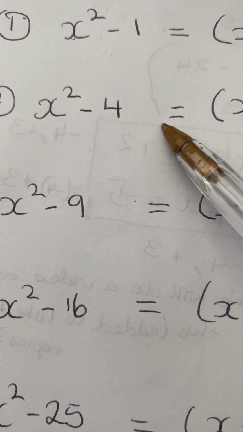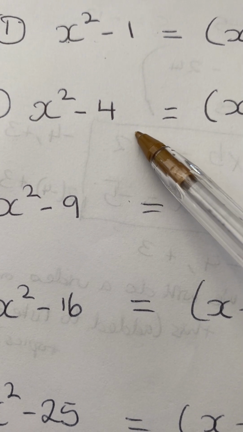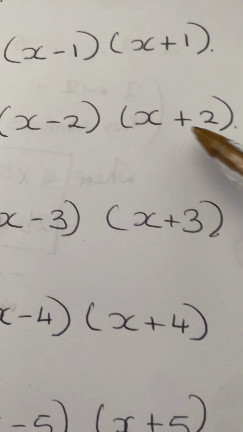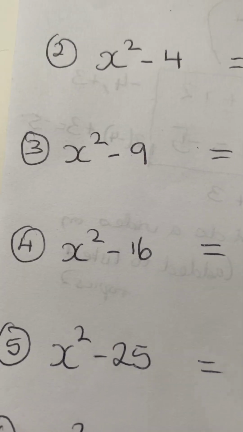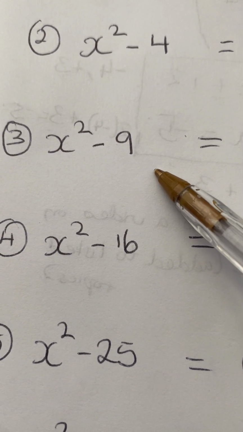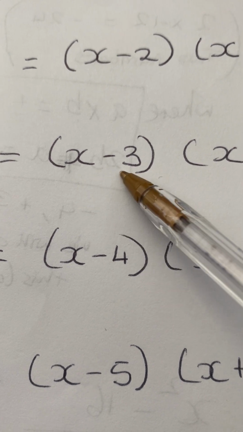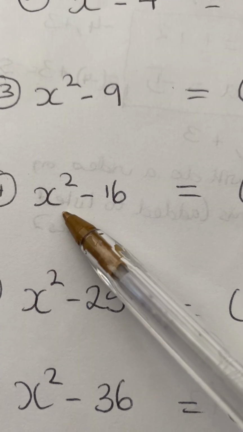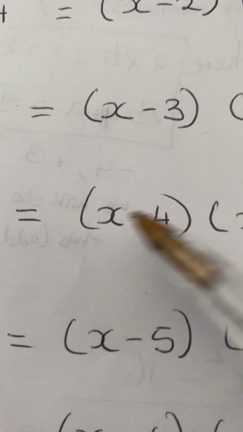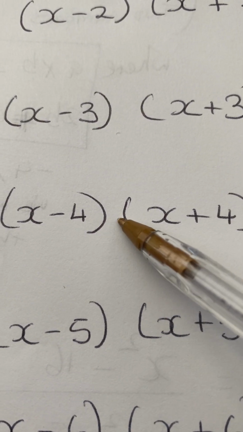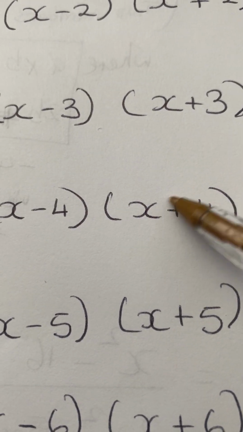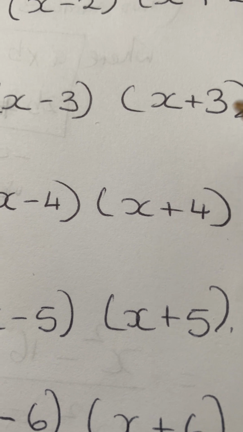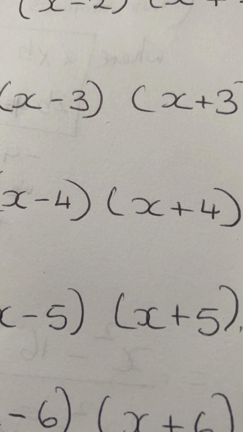Now x squared minus 4, again difference of 2 squares. So here x minus 2 and x plus 2. x squared minus 9, so here again x minus 3, x plus 3. x squared minus 16, so your answer straight away is x minus 4, x plus 4. If you know this, it's beneficial because you can save the time to solve other things.